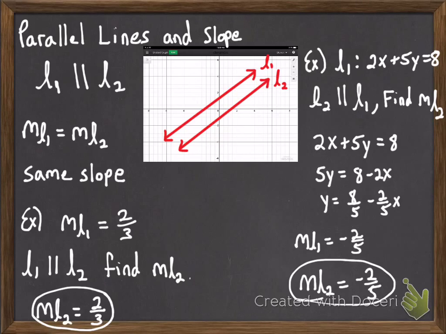Okay, so that's parallel lines. Fairly straightforward. If you know the slope of one, you know the slope of the other because they're exactly the same.